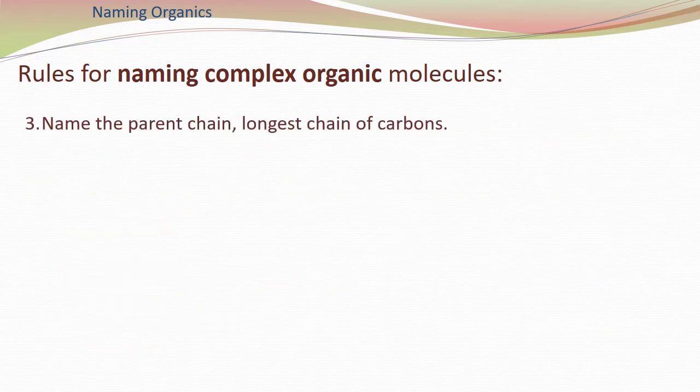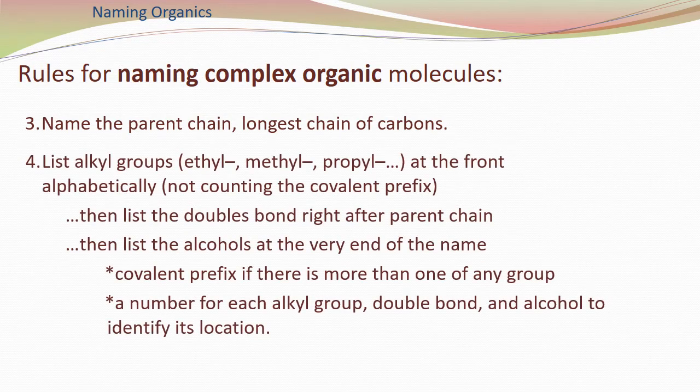Third, you name the parent chain. That's your longest chain of carbons. And then you're going to list your alkyl groups. That's ethyl, methyl, propyl at the very front of the name. And it goes in alphabetically. Remember, that's not counting covalent prefix. So it's always ethyls, then methyls, then propyls. Even if you have a dimethyl, it doesn't move it before ethyl. Ethyl is listed first, then methyl, then propyl.